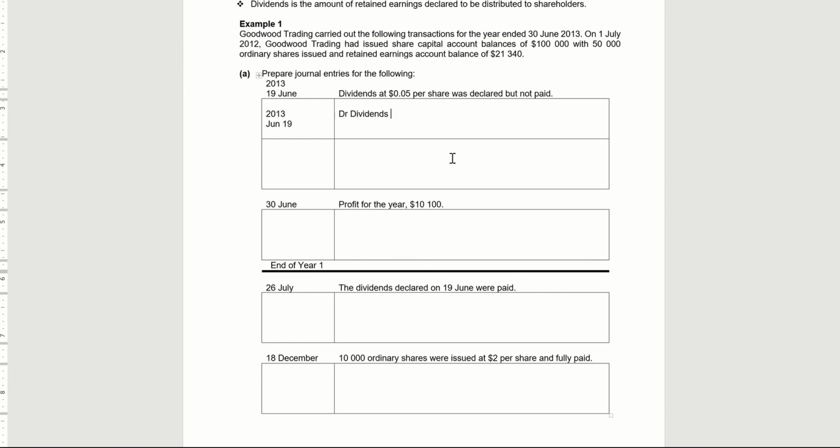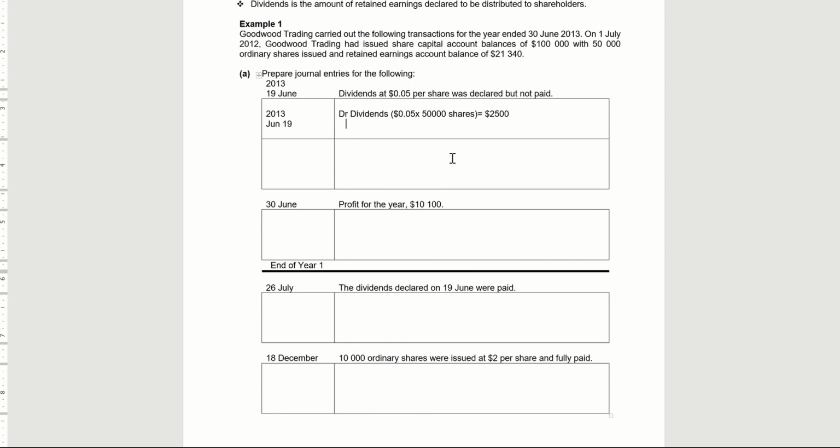How do we calculate the dividends to be declared? We will have to take 5 cents, 0.05, multiply by the number of shares. So the company actually had 50,000 ordinary shares. So all the shares must be rewarded at 5 cents per share. If you take a calculator, 5 cents times 50,000, the amount is 2,500.